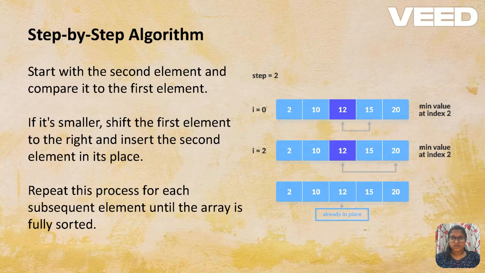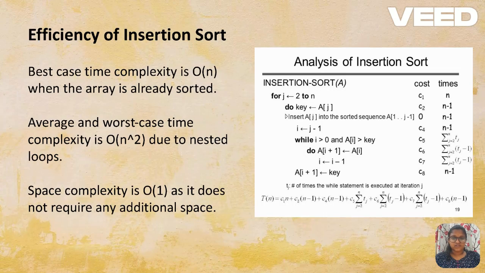Step by step algorithm. Start with the second element and compare it to the first element. If it's smaller, then shift the first element to the right and insert the second element in its place. Repeat this process for each subsequent element until the array is fully sorted.